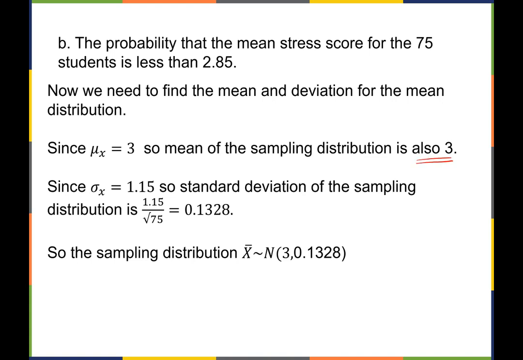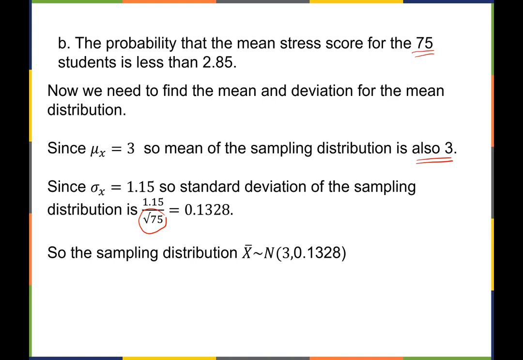Remember, the means stay the same when you average them. The standard deviations don't. The original standard deviation for the distribution was 1.15. So the standard deviation of the sampling distribution is 1.15 over the square root of n. Remember that formula? In this case, n is 75. So we take 1.15 and divide it by the square root of 75, and we get 0.1328.